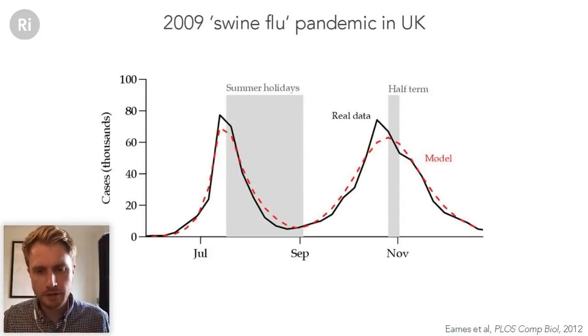So the researchers who came up with this model also looked at what would happen if the school holiday hadn't been in place. And they found that actually the overall size of the epidemic probably would have been about 20% larger if these measures hadn't existed.